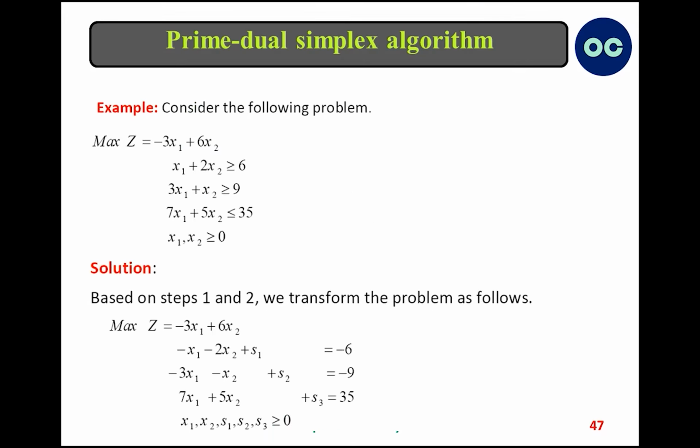So let's look at an example, a very important example. We will follow the prime-dual simplex method. Follow steps 1 and 2. We transform the model accordingly. First we multiply constraints 1 and 2 by -1 and then add the slack variables, so we have this model.